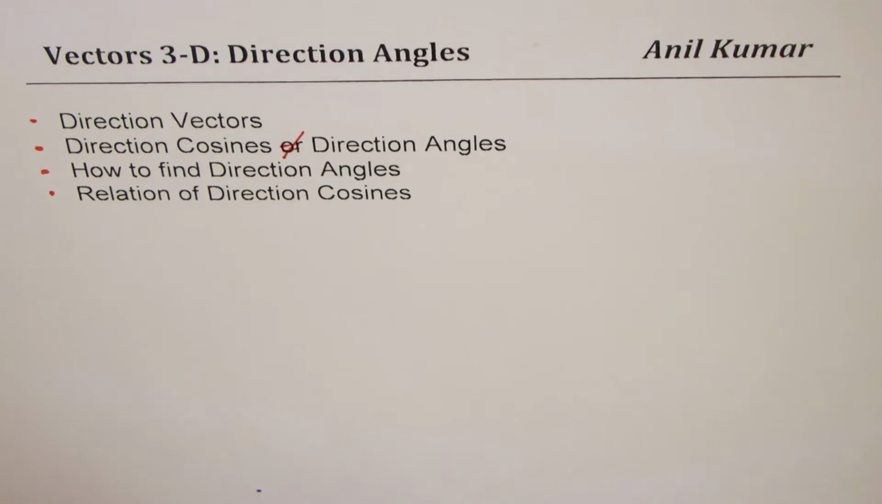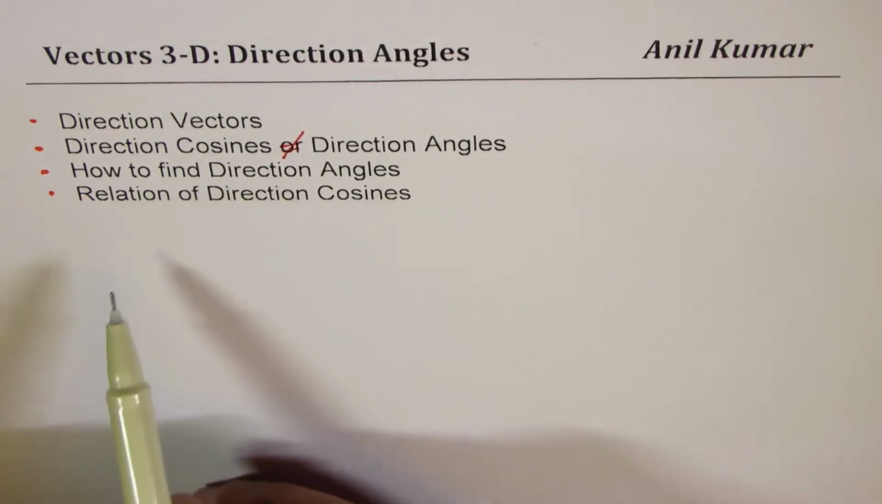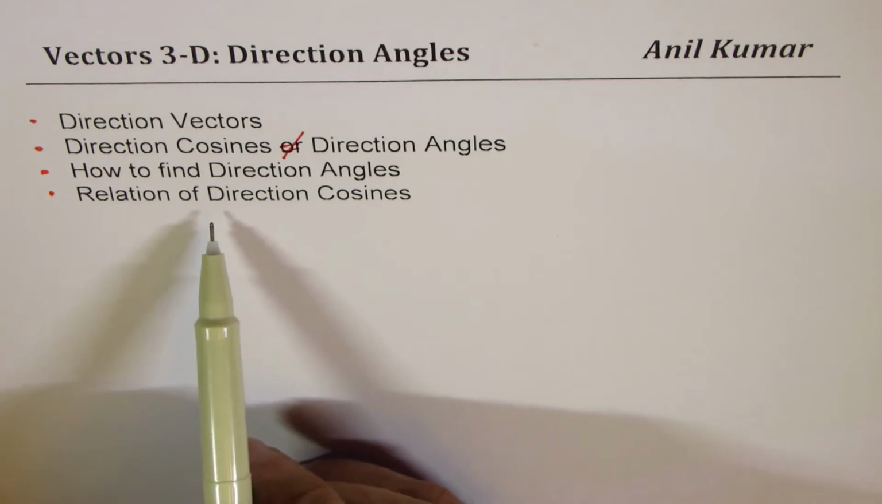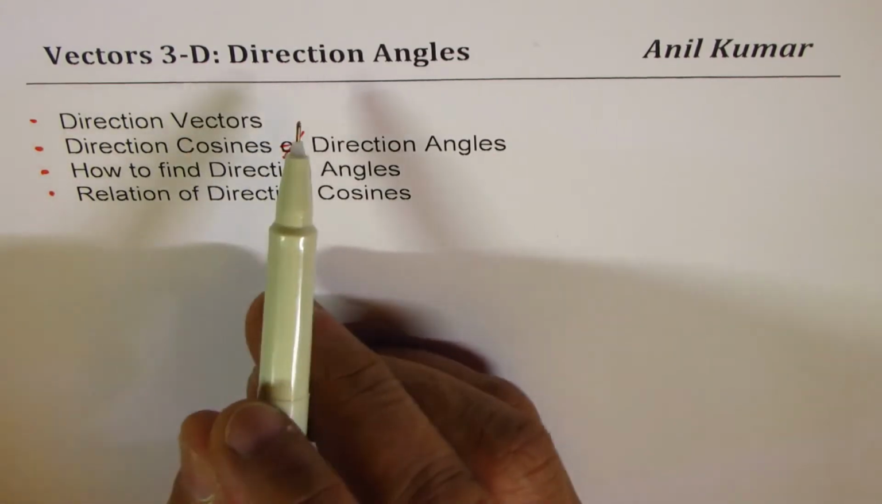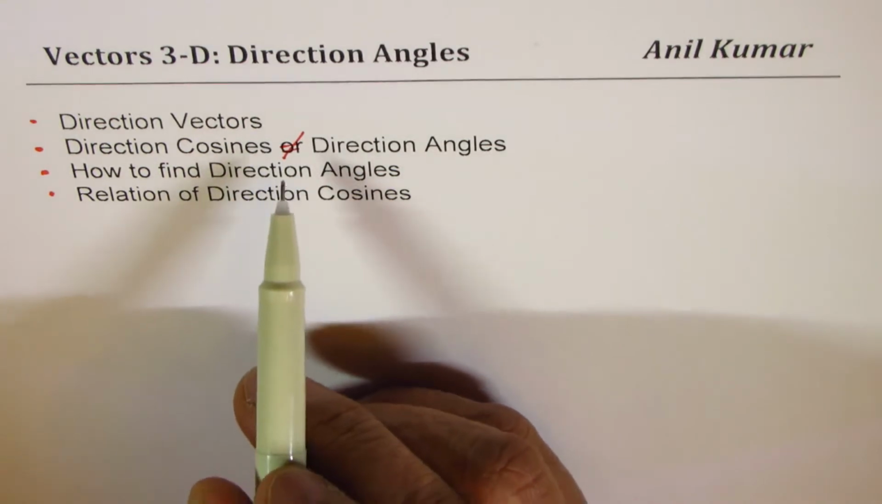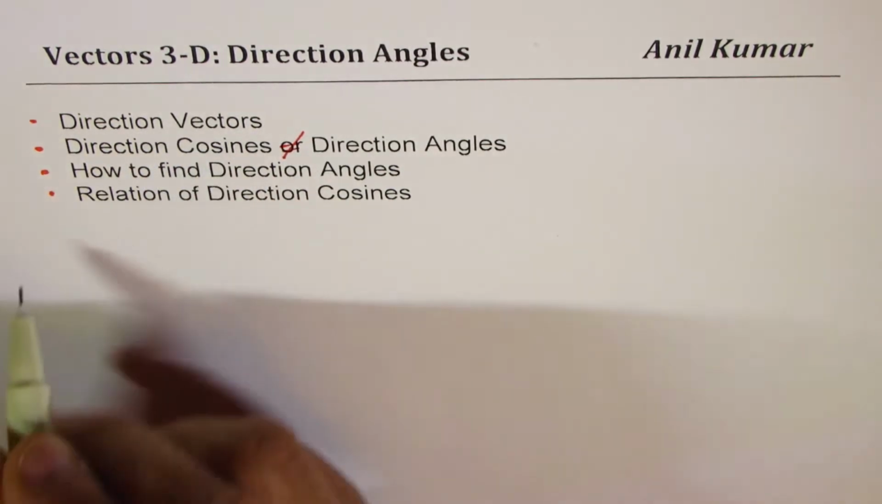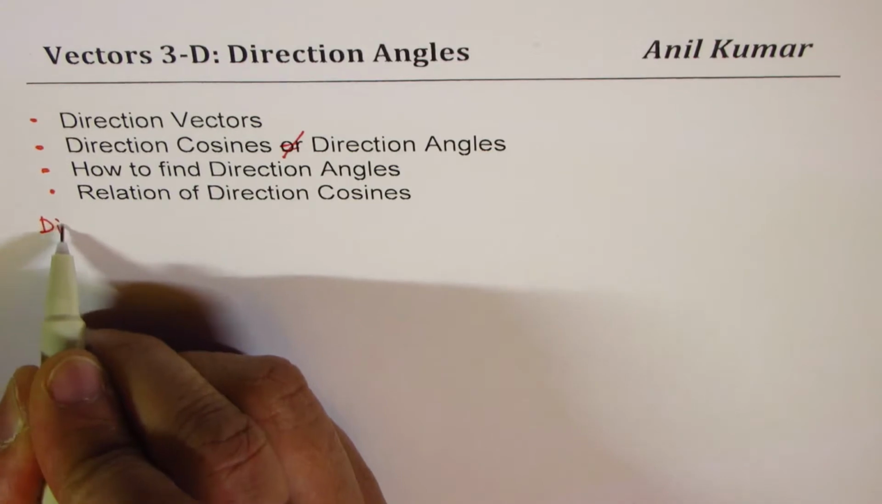We'll also take up examples to calculate the direction angles and find a relation between the direction cosines. So that should give you a good overview of all these terms where direction is common in vectors, right? We'll stick to R3 for the time being. Okay, so let's first talk about direction vectors. What are they?